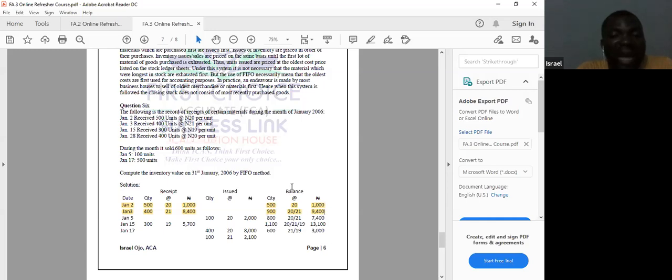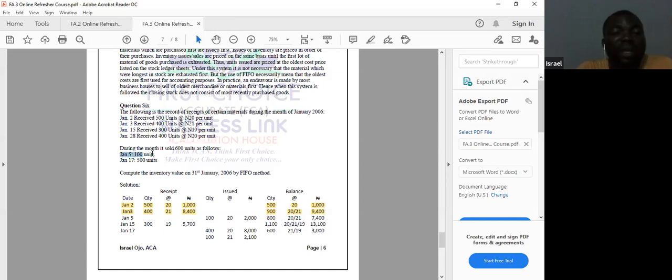But at this point, we just repeat the values we have, which are 20 and 21. This means that we have items that have different purchasing rates, and it should be noted. It means that we purchased the 20 before the 21.